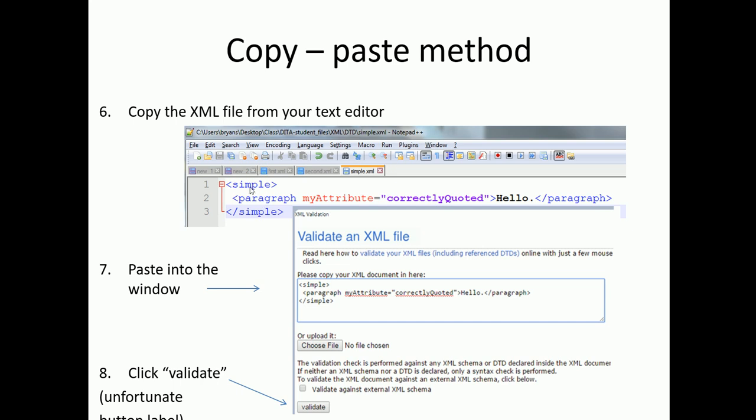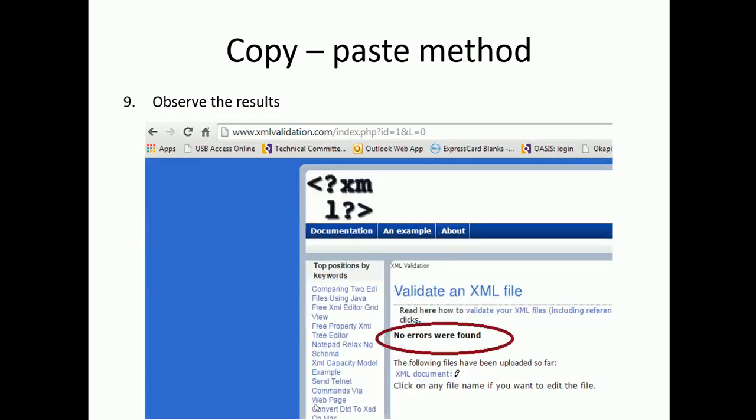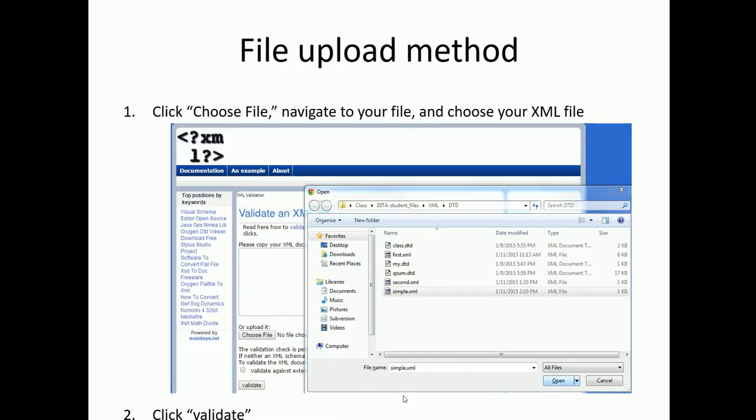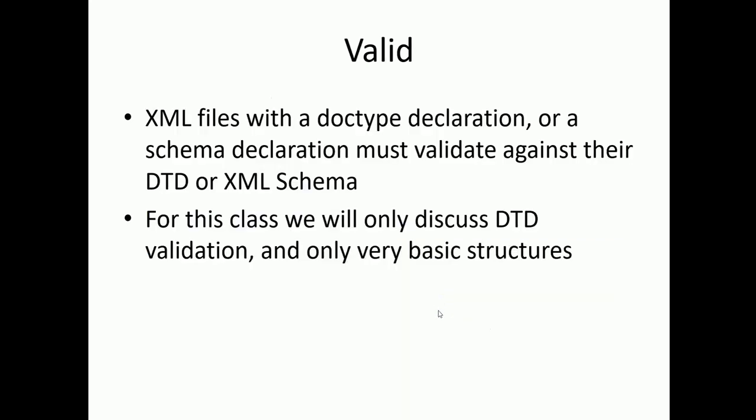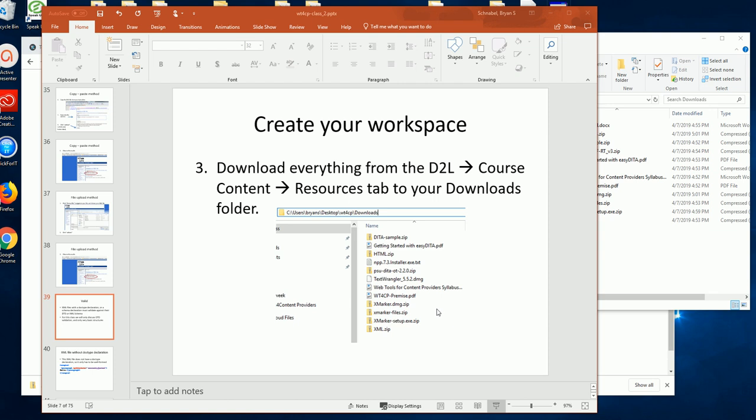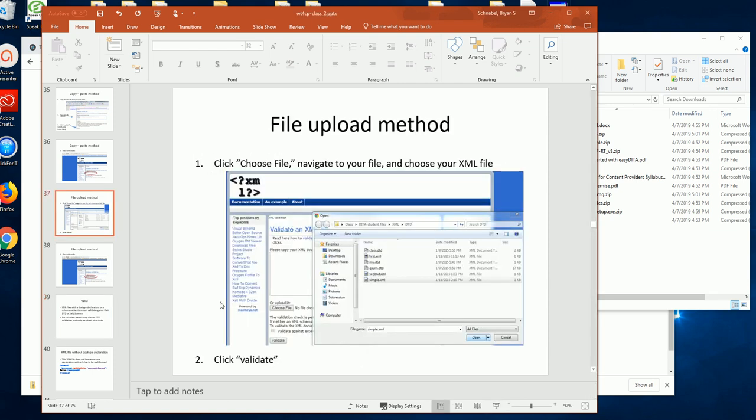Then, step 5, we will go to this URL, xmlvalidation.com. We will copy the simple.xml text, and then we will paste it into the field, or the space here, and then we will click the validate button, and then we will observe our results. And then we will do the file upload method. So in that case, we'll click choose file. We'll choose our simple.xml file, and then we'll observe that no errors were found.